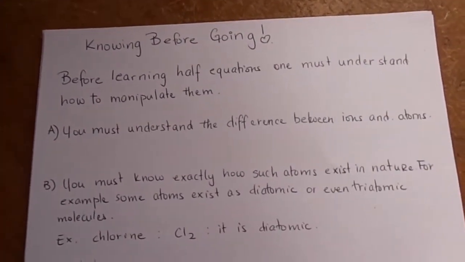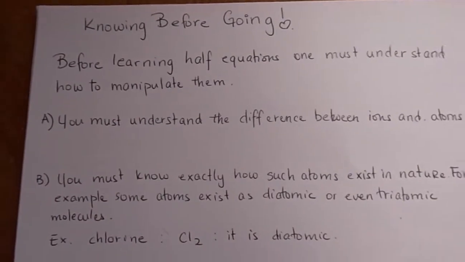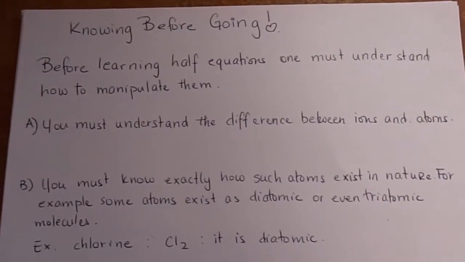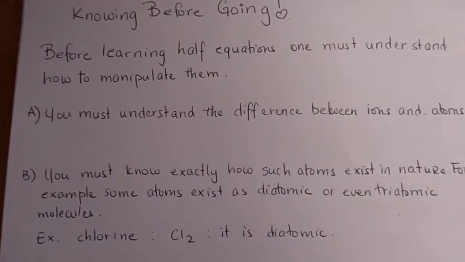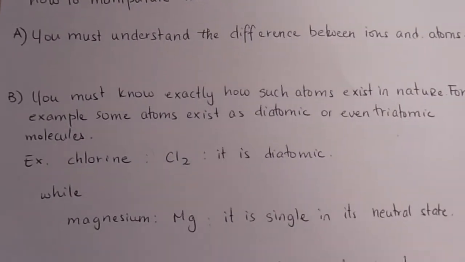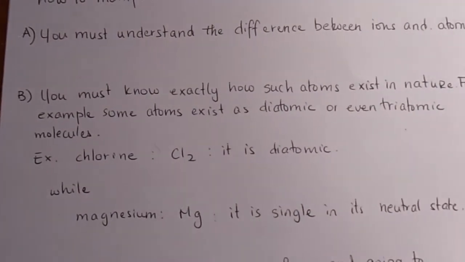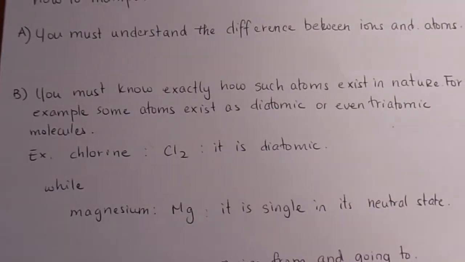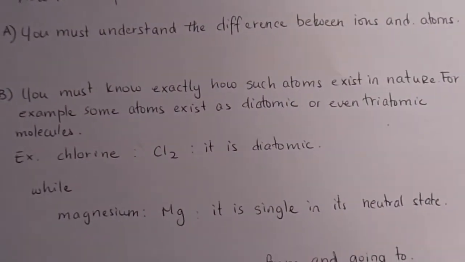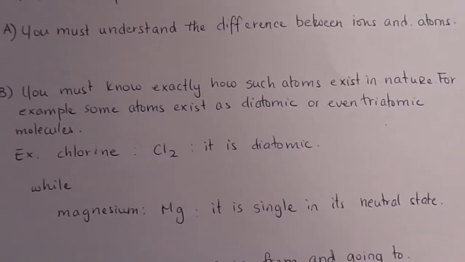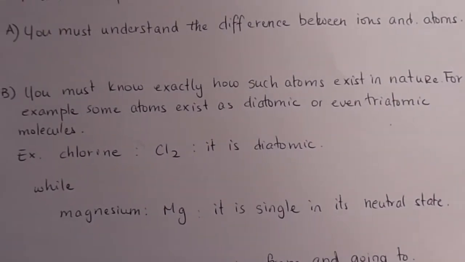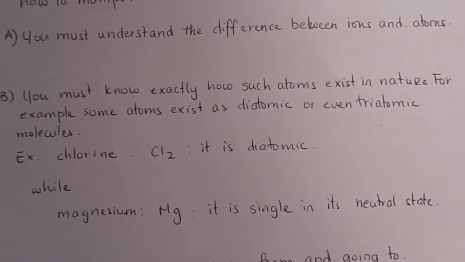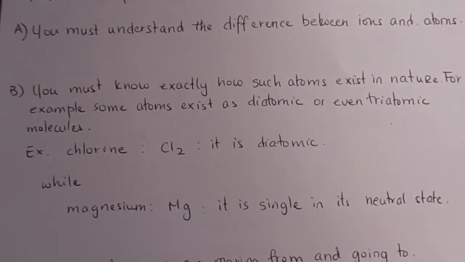Knowing before going. Before learning half equations, one must understand how to manipulate them. You must understand the difference between ions and atoms, and know exactly how such atoms exist in nature. For example, some atoms exist as diatomic or even triatomic molecules. Chlorine in nature is diatomic. That's where you have Cl2.